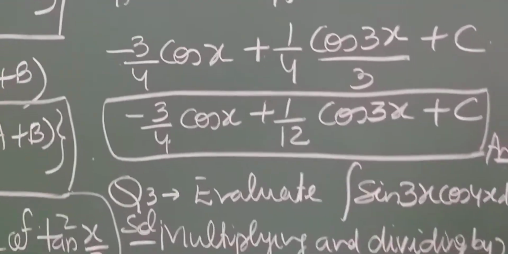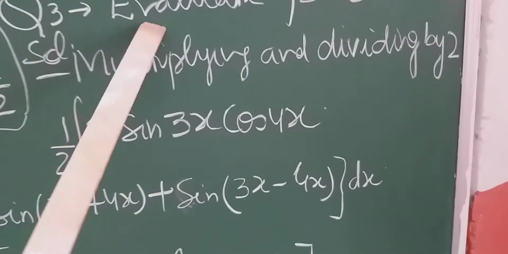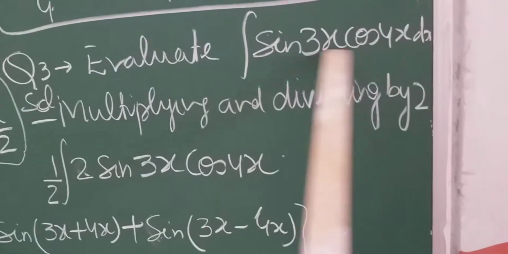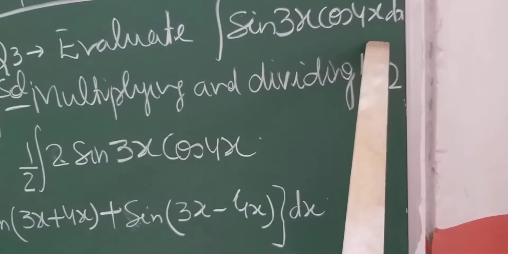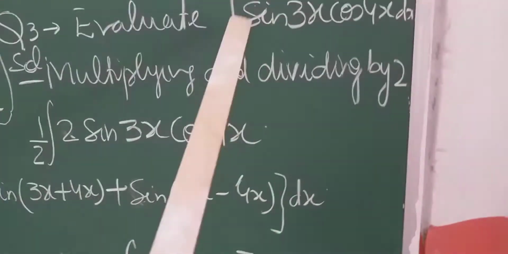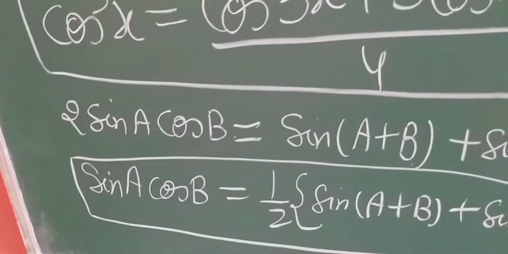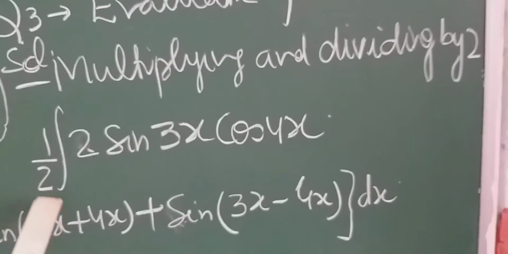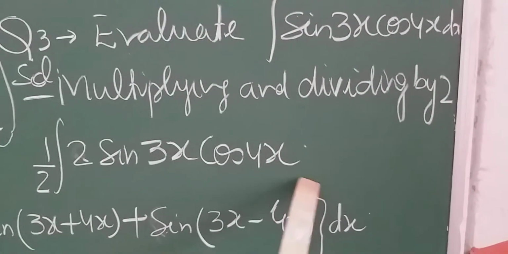Okay student, now let us take one more question. Evaluate the integration of sine 3x into cos 4x. Sine and cos are given in the form of product, and we have to find its integration. To find its integration, students, we are going to use this formula 2 sine A cos B. To get 2 here, we have to multiply and divide by 2. So 1 upon 2 I have written outside, and it will become 2 sine 3x cos 4x.